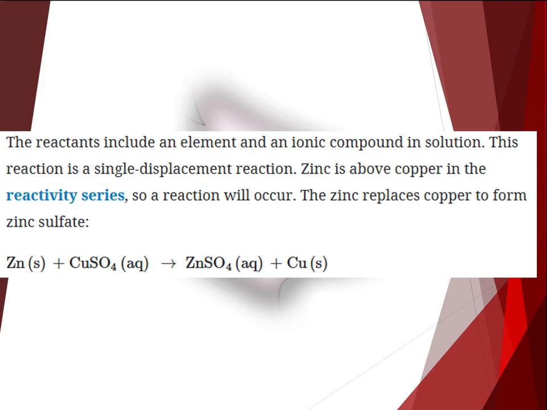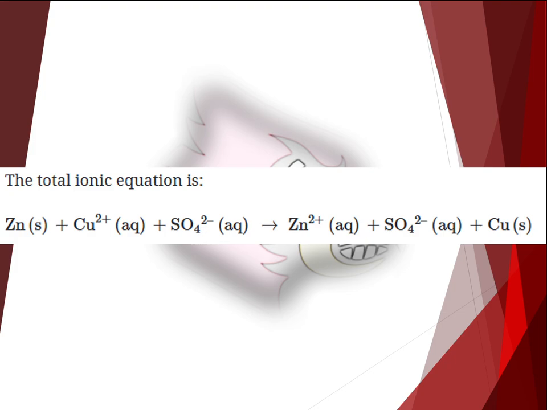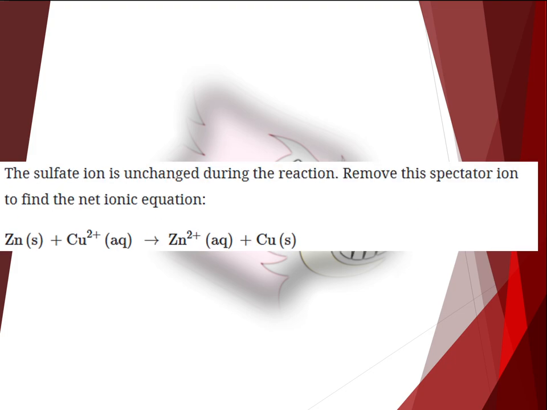Referencing a reactivity series, zinc is above copper in the reactivity series, so a reaction will occur. The zinc will replace the copper to form zinc sulfate, according to this equation on your screen. The total ionic equation is shown on your screen here, with each ion separated out. The sulfate ion is unchanged during the reaction. Therefore, we can remove the spectator ion to find the net ionic equation.